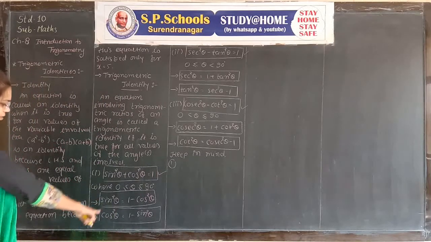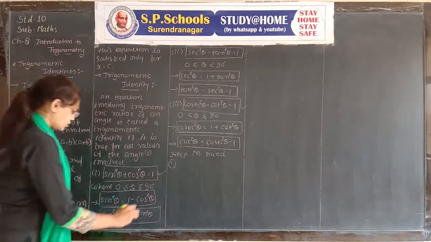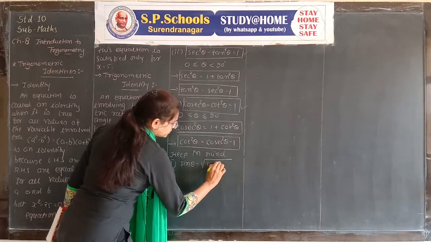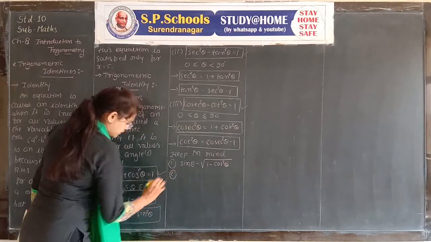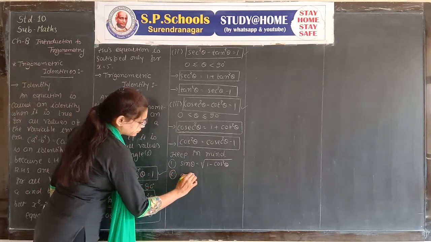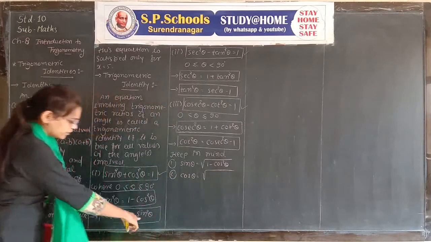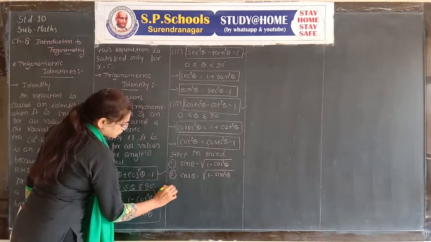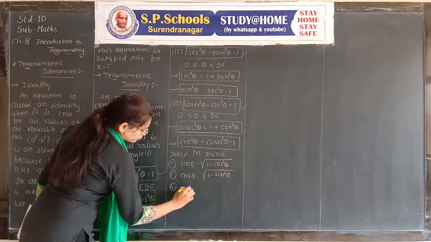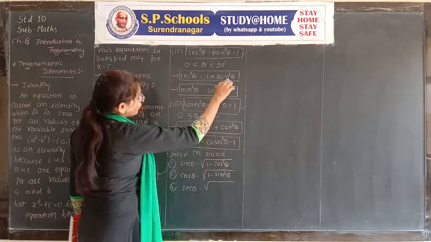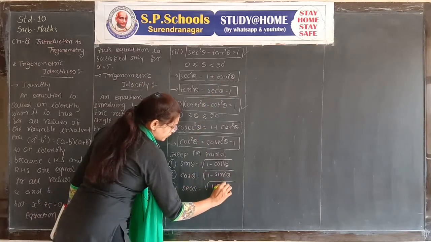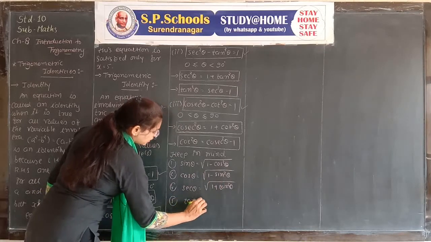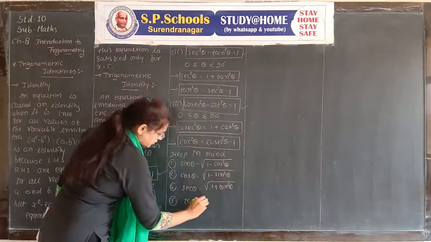First, from sin square theta is equal to 1 minus cos square theta, it is written as sin theta is equal to square root of 1 minus cos square theta. Second, cos theta is equal to square root of 1 minus sin square theta. Next, sec theta is equal to square root of 1 plus tan square theta. Tan theta is equal to under root sec square theta minus 1.